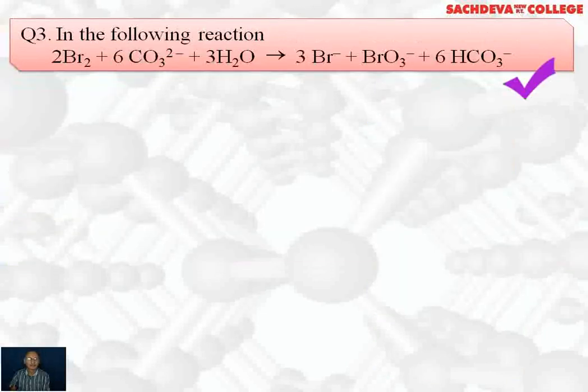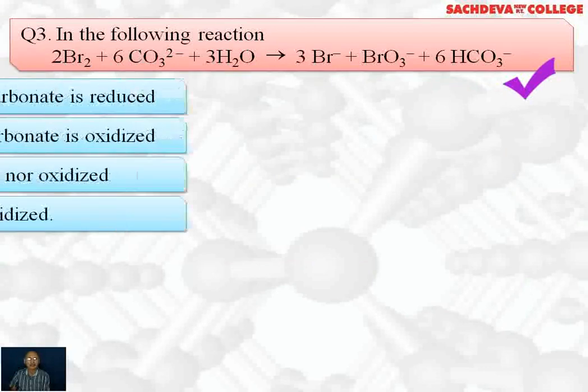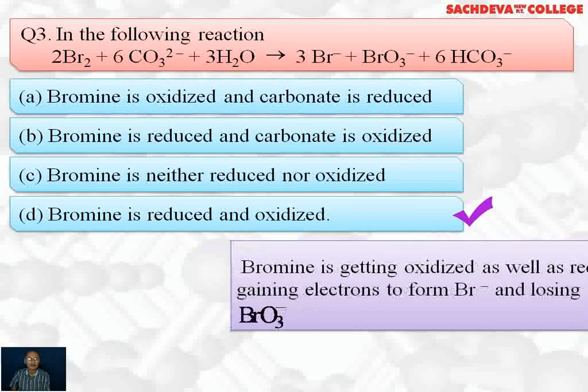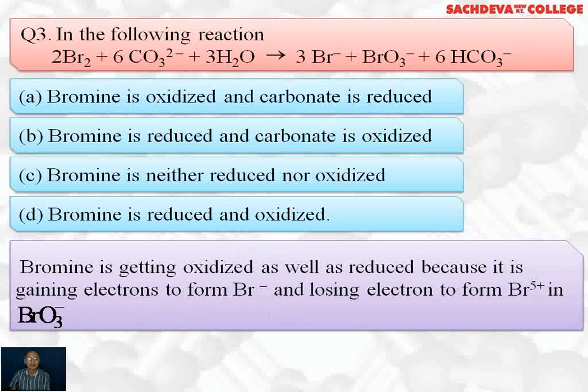Let's take up the next question. In the following reaction, 2Br2 + 6 carbonate ion + 3 water gives 5 bromide ion + bromate ion + 6 bicarbonate ion. The options are: bromine is oxidized and carbonate is reduced; bromine is reduced and carbonate is oxidized; bromine is neither reduced nor oxidized; bromine is reduced and oxidized. The correct answer is D part.